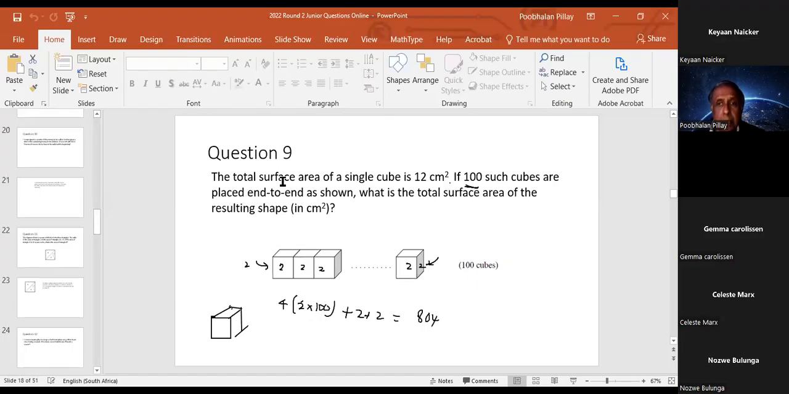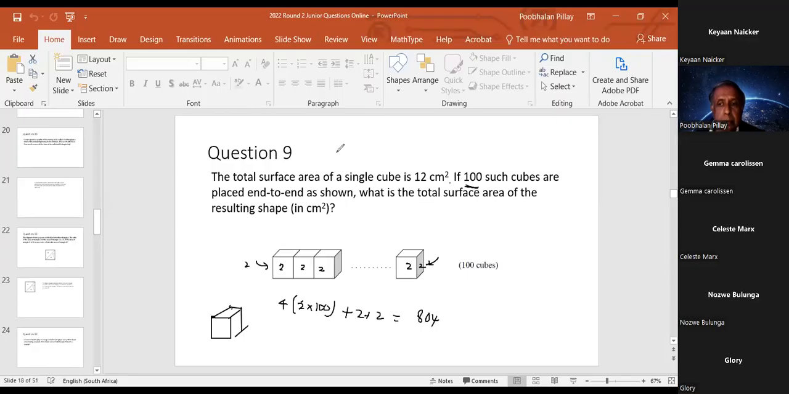The answer is 804 square centimeters. Area is always square centimeters. So that's the answer. Okay, so the next problem is going to question 10.